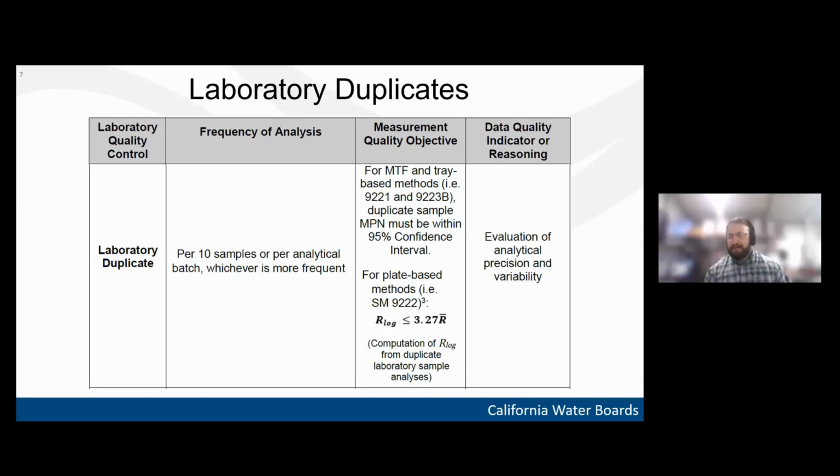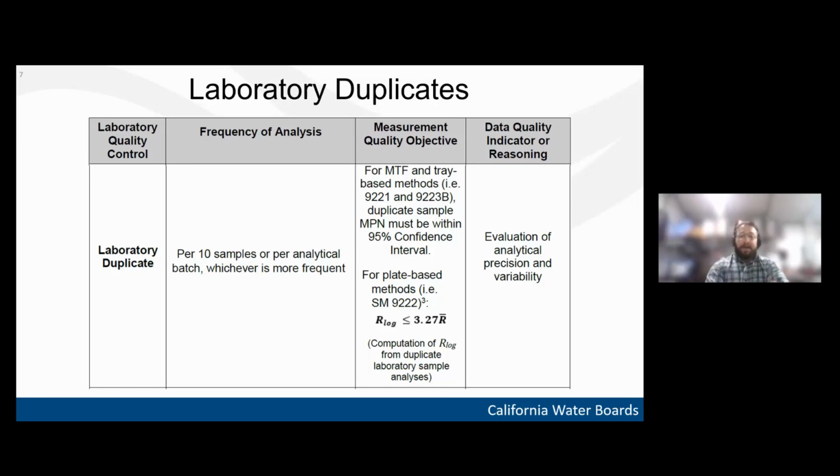We've been using kind of the same metrics for precision for a little over a decade, and that was a method called RLog, or 3.27R. The basis for this was this is how it's outlined in Standard Methods, and Standard Methods were largely developed utilizing plate methods. Because plate methods have been around longer, I guess, and they were standardized first. So the RLog method was generated for plate style methods, and calculating that and reporting that is what has been the norm.